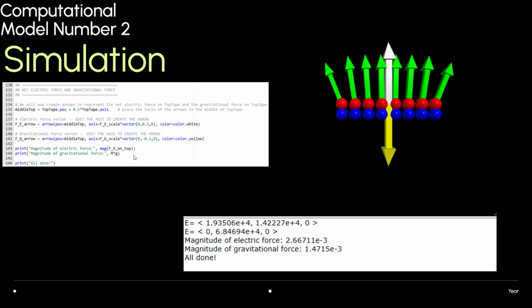And so here we're printing and drawing all the arrows, and here we can actually see the arrows. We know that the force of gravity has to be less than the electric force on it because the tape lifted up. And that's good because we can see that. We can see that the white arrow, which represents the electrical force, is larger than the yellow arrow.